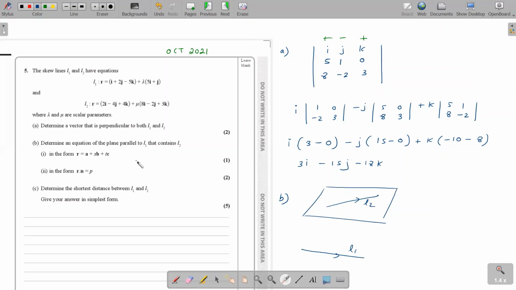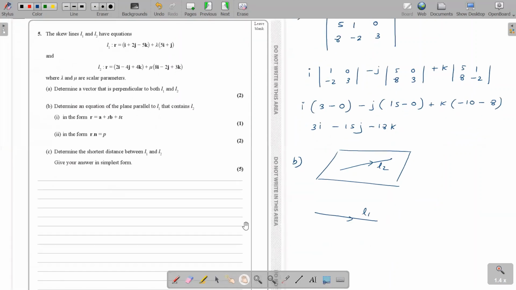So they are asking you to get the equation of the plane. How do we get the equation? You need to determine here what your A, B, and C values are. What can I use for A? A is supposed to be a position vector on the plane. What can I use for the position vector on the plane?